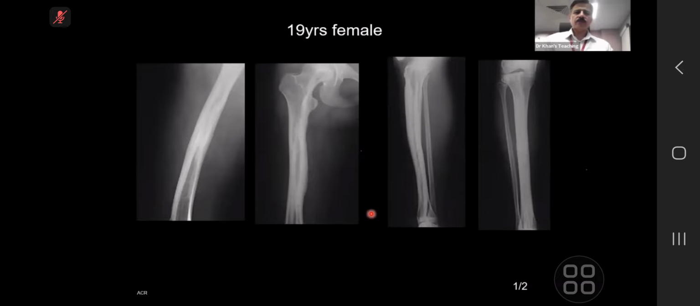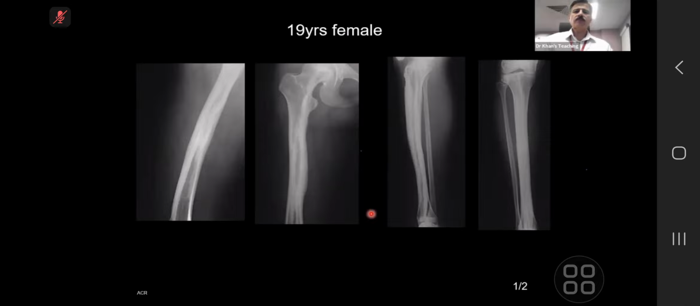Okay, now this is a very important case for the exam. It has come quite a few times. Yes, I think it's melorheostosis. Can you describe it for me?